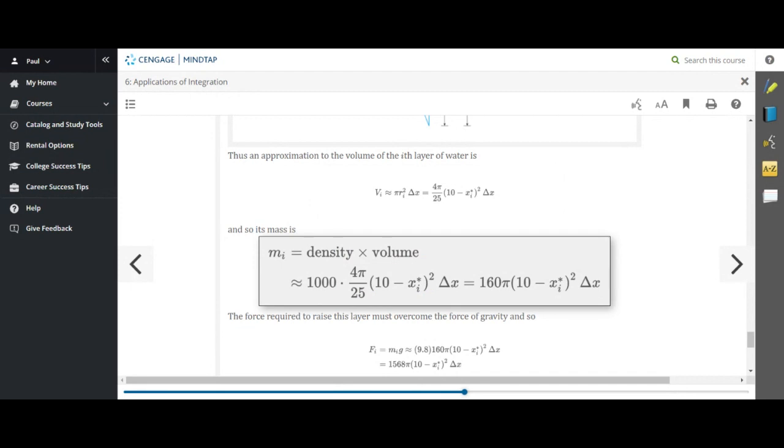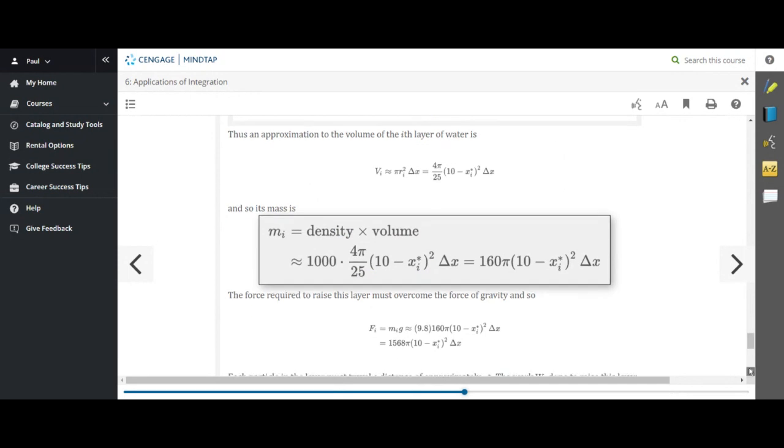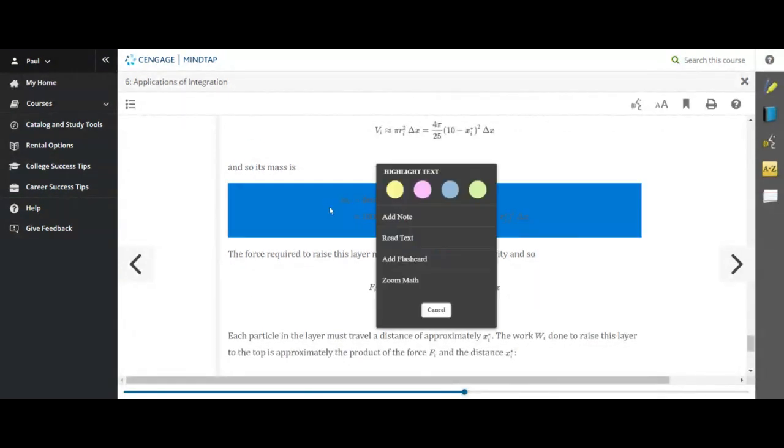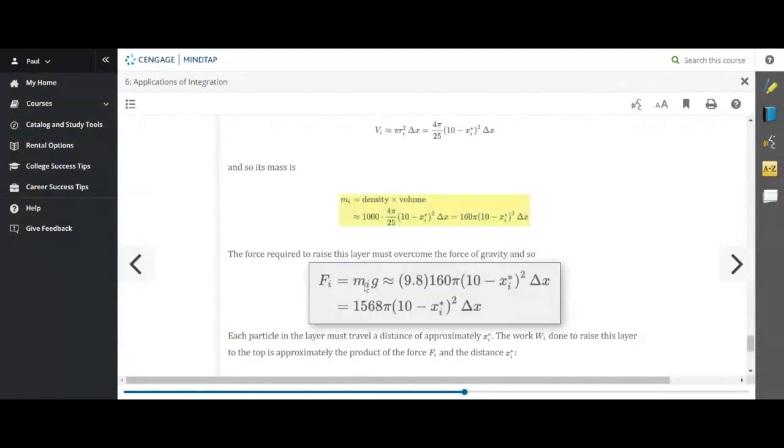Now, why do we need to find the mass? Well, because of Newton's second law, force equals mass times acceleration. Only this time we're using the acceleration due to gravity to overcome the force of gravity. So in that case, let me just highlight this. So now force is mass times gravity. Well, gravity is 9.8 meters per second squared. That's where the 9.8 comes from.